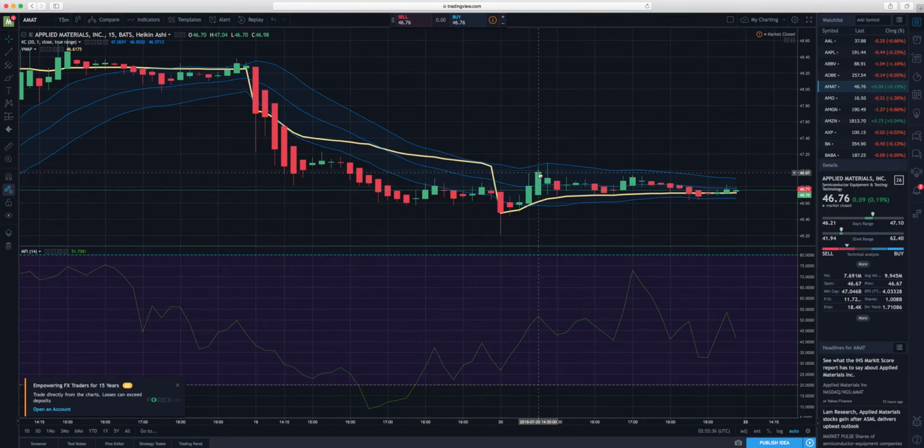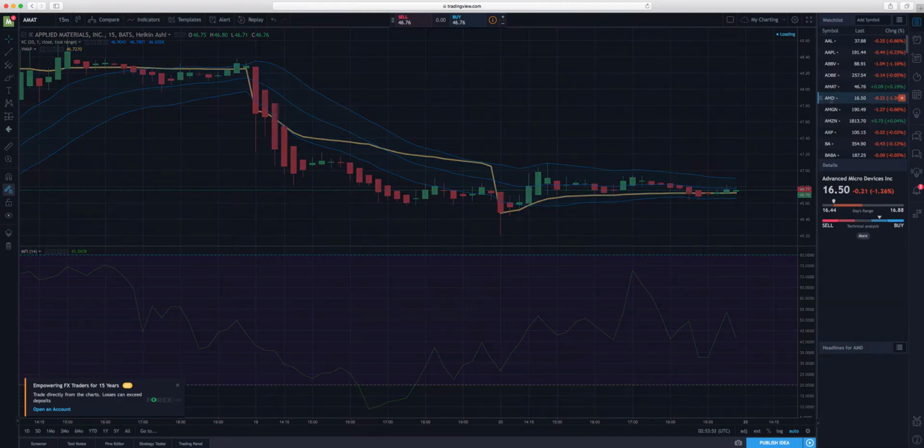This one would have been taken the next day, and it really wasn't even that impressive. We saw a high of 47.10, so this is probably the weakest one so far, but that's still a good 60-cent gain. Not bad. AMD.